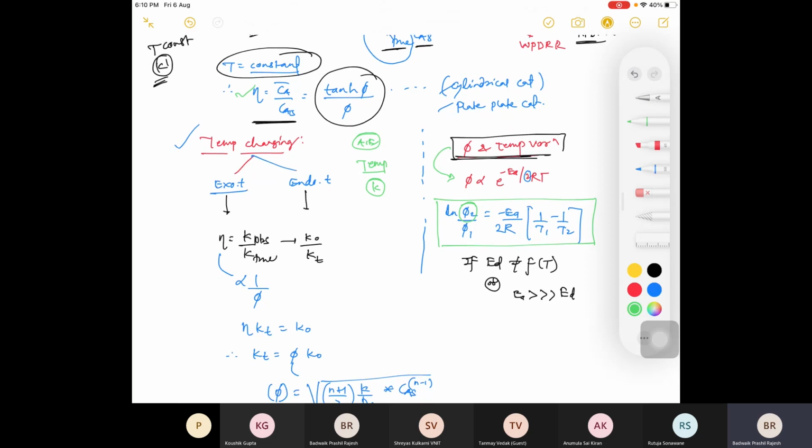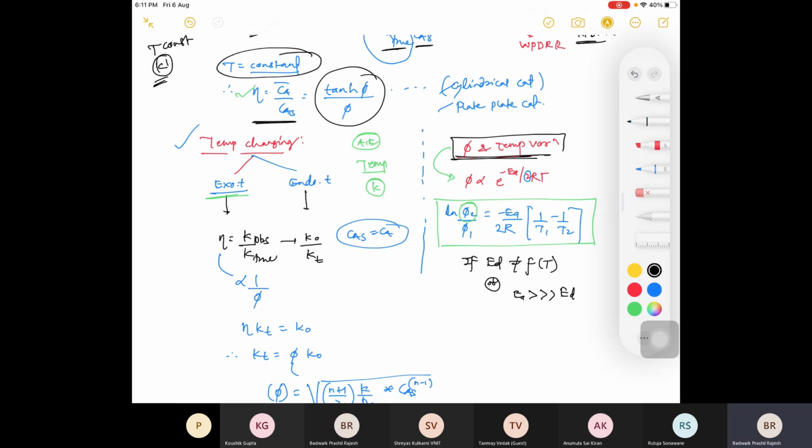Whenever we are observing temperature change, we are keeping concentration constant. This I already taught in homogeneous theory also. And whenever we are looking at concentration variation, we are keeping temperature constant. So these are two opposites. At one time we keep temperature constant, and at another time we keep concentration constant. Here, if there is a change in temperature, I am keeping concentration constant, it is not varying.